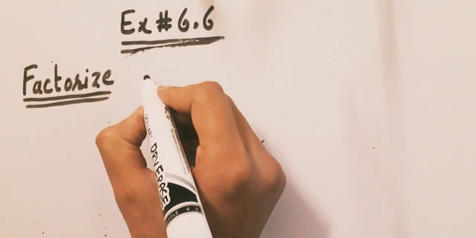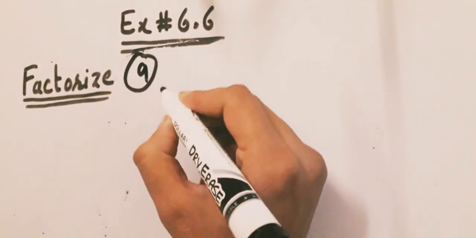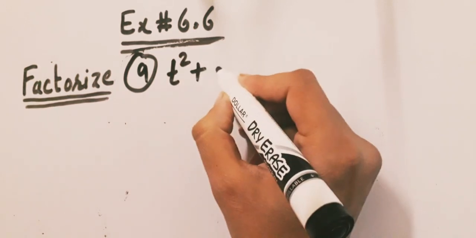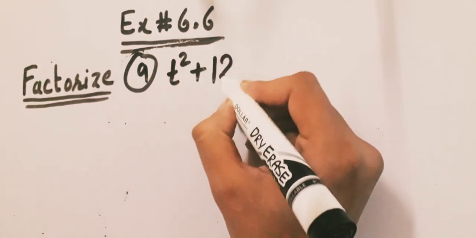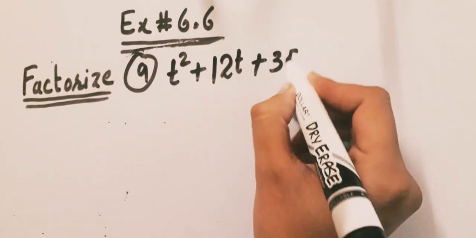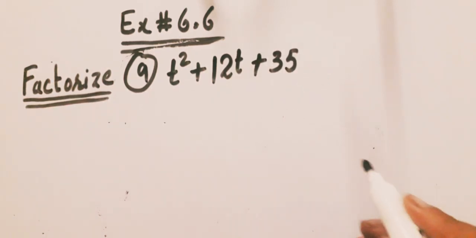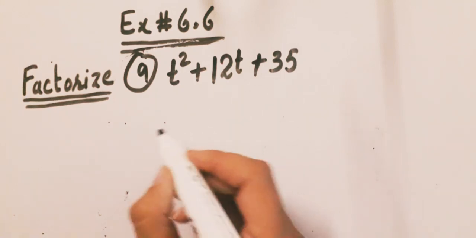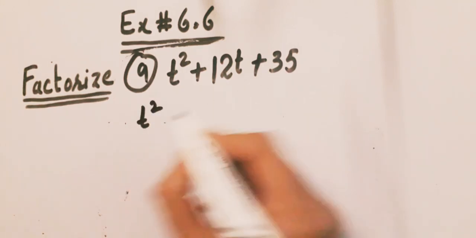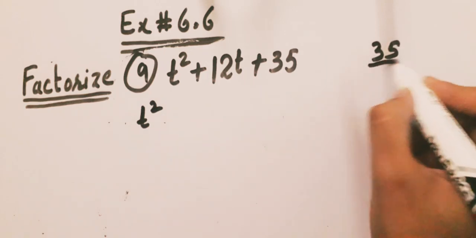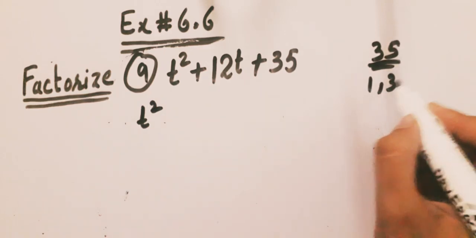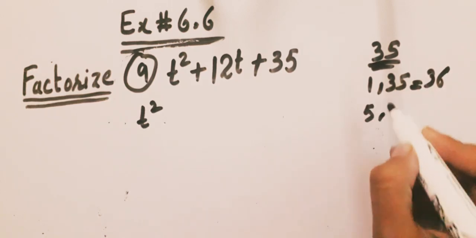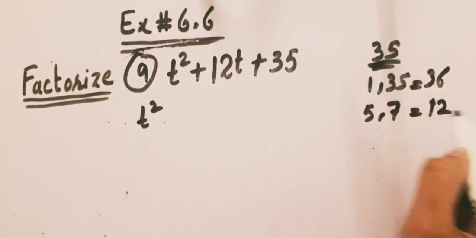Now we will solve question number 9, that is t square plus 12t plus 35. You will make the factors of 35 such that when they are added it gives 12. So t square, 1 and 35, it will give 36. 5 and 7, it gives 12. So this is the right one.